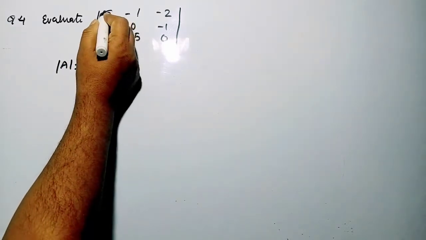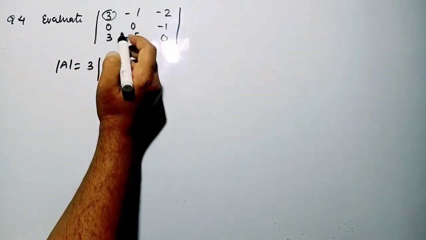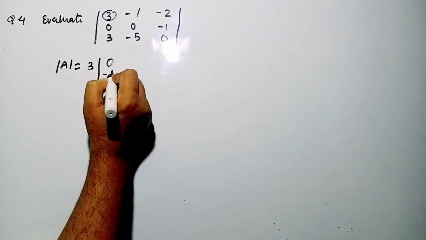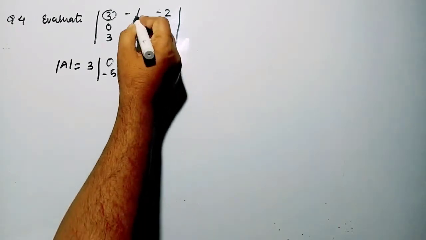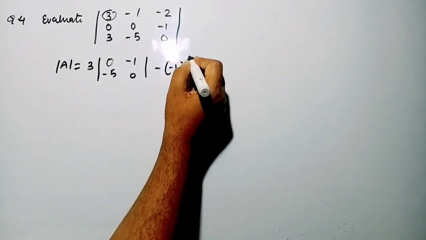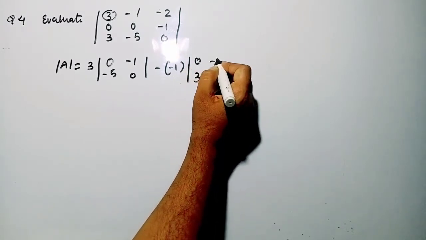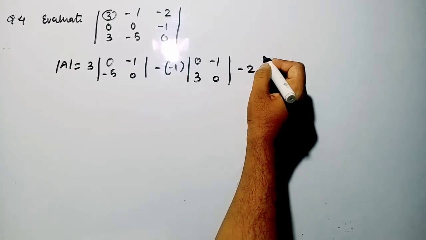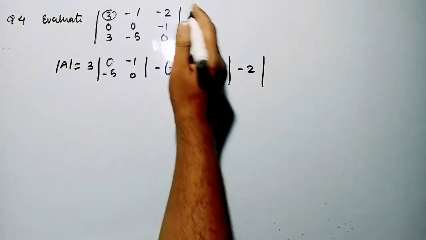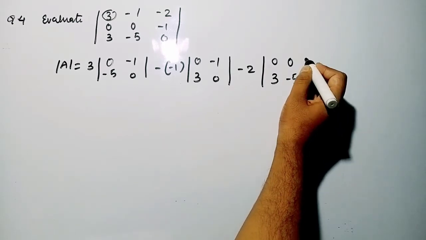So modulus A, by considering the first row, removing all the elements in this row and column, we are getting 5, minus 1 and minus 1 and 0. Then minus 1 to be considered, so removing the elements of this row and this column, we get 0 3 and minus 1 0. Considering minus 2, removing the elements of this row and this column, we get 0 3 and 0 minus 5.